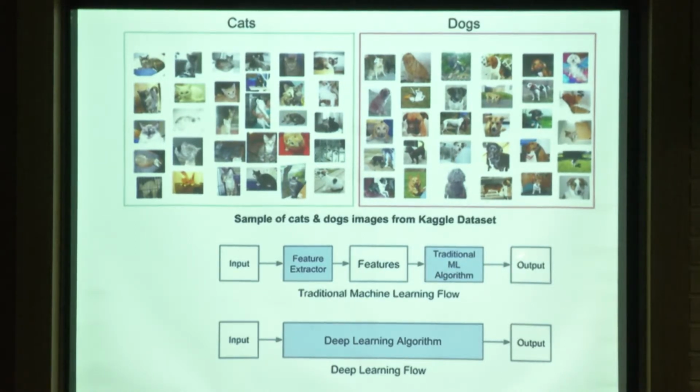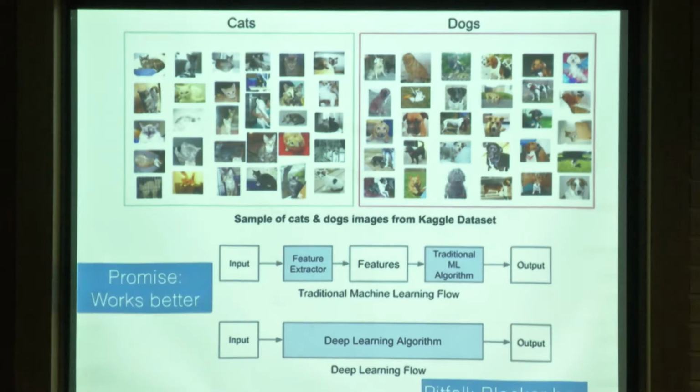And then you get an output. And here what happens is that there is input, there is deep learning flow. So all these things are really combined, and you get output. So what happens here is that the promise is that these things work better, but also this pitfall that it is a blacker box. So you need to understand what's going on.